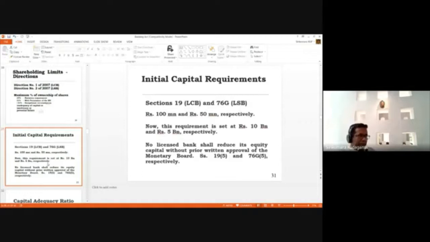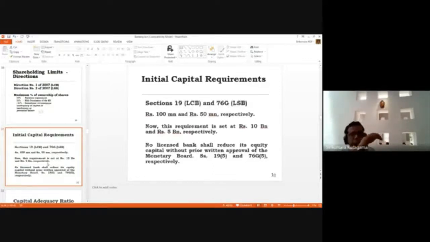That was what is available in the statute, but there are provisions to increase this from time to time. So the present requirement is 10 billion and 5 billion respectively. You see, it's a significant increase from the 100 million. This was increased gradually from time to time.